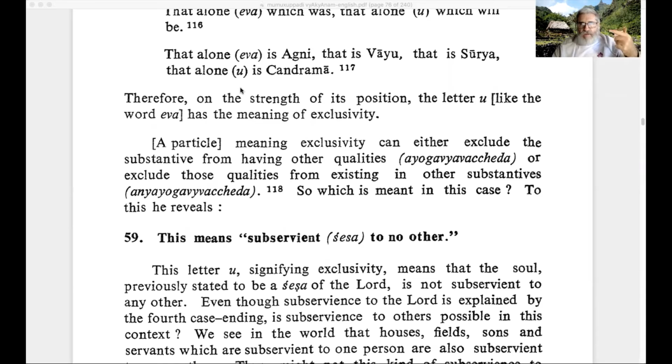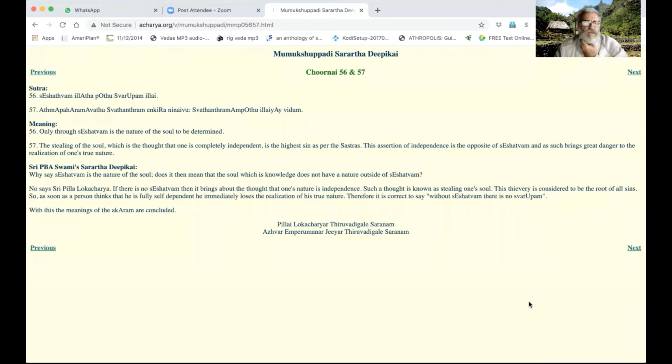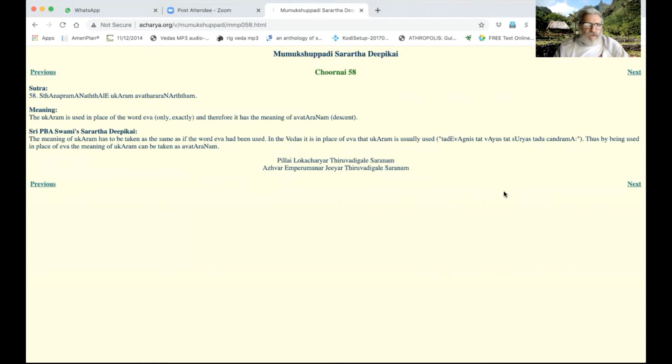So let's have a look and see what P.B. Angacharya's version of Sutra 58 is. There's a little bit of difference in the way these are numbered.